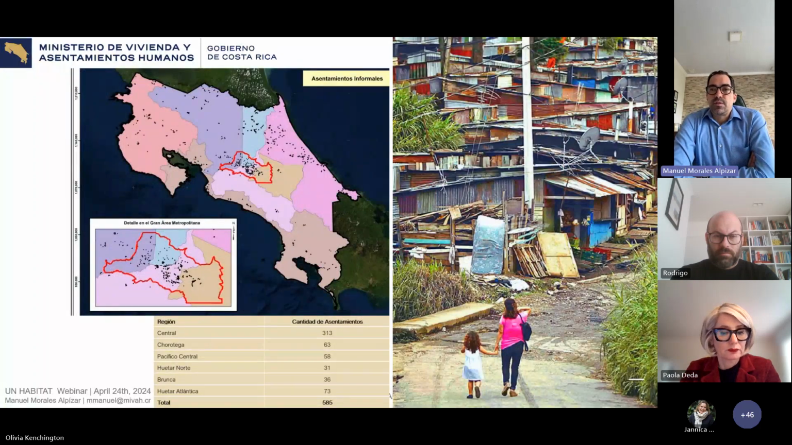The housing deficit in Costa Rica is 10.2% of the total homes in the country. There are today almost 600 informal settlements, which we have formally identified at the ministry, of which 53% are located in the central region of the country, most of which deal with significant disaster risk conditions and threaten nature and water conservation.